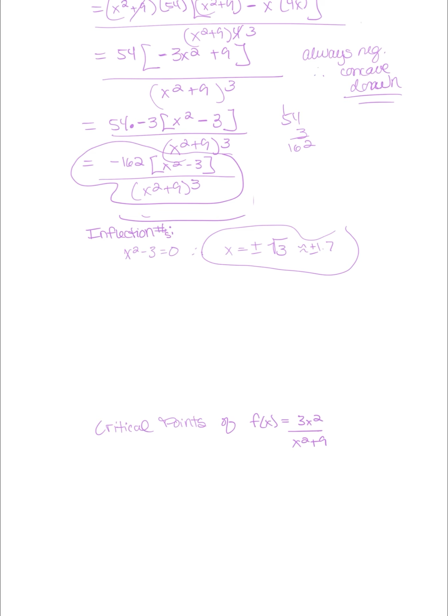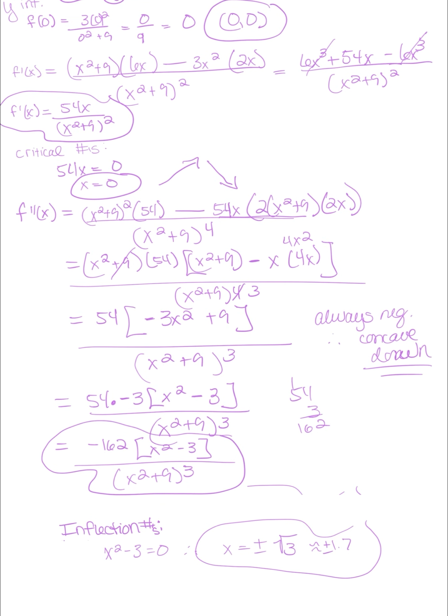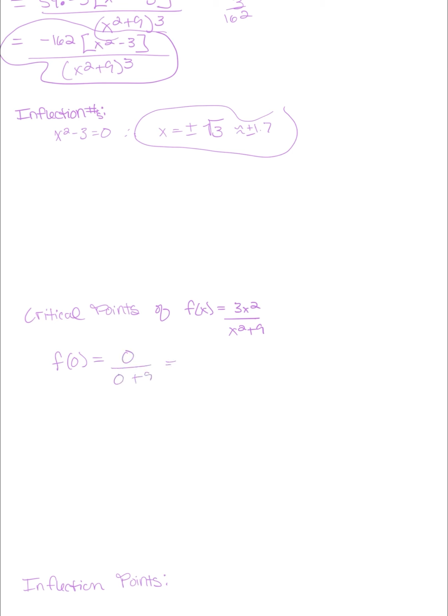All right, and then our critical points. Now remember, our critical points require for us to have a y value. So we had a critical number here at x equals 0. So let's plug x equals 0 into our original function. So we have f of 0 equals, and we know it's going to be 0. So we have a critical point at 0, 0. Okay, and then I'm going to move this up a little bit.